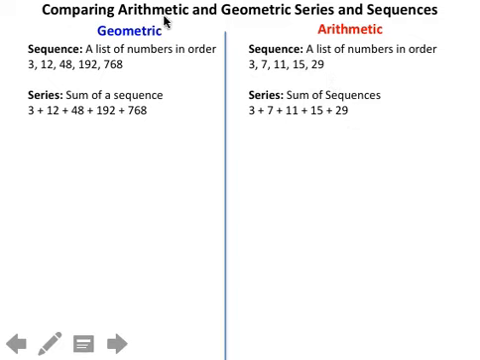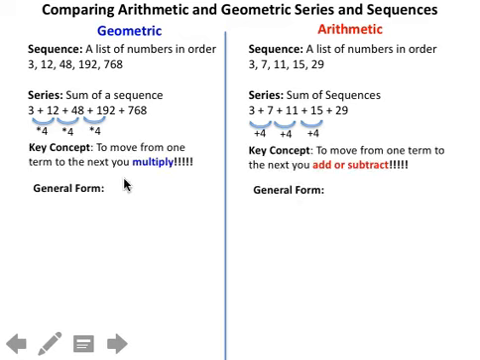So right now, what do you notice about the difference between these two? Well, the main difference is the way I get from term to term in a geometric series or sequence is I have to multiply, whereas the way I get from term to term in an arithmetic series or sequence is I have to add. And that's a key concept here. The key concept is how to move from one term to another. In a geometric series or sequence, we multiply, and for an arithmetic series or sequence, we add or subtract.